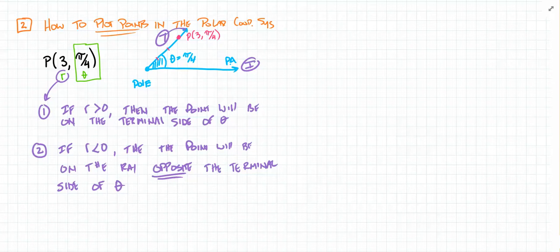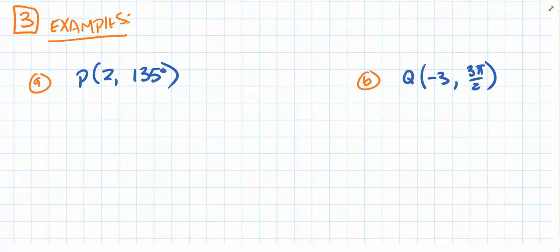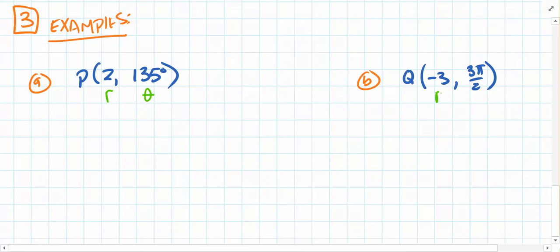I'm going to do some more examples. Okay, here are 2 points. Notice that each one of them is a polar coordinate. So this represents R and this represents theta. And this one, this represents R and this represents theta. Okay, I want to graph each of these in the polar coordinate system.